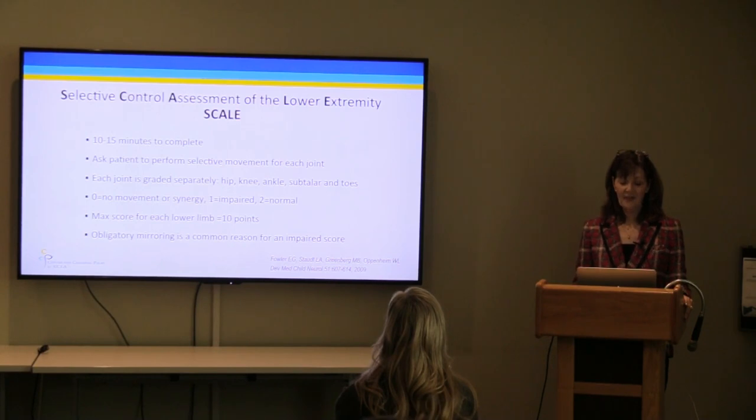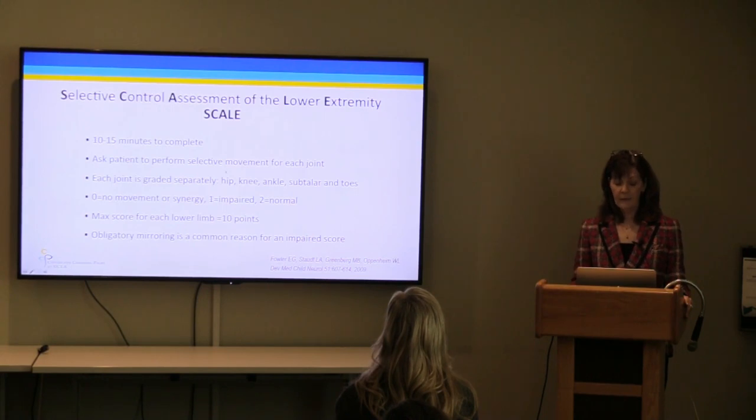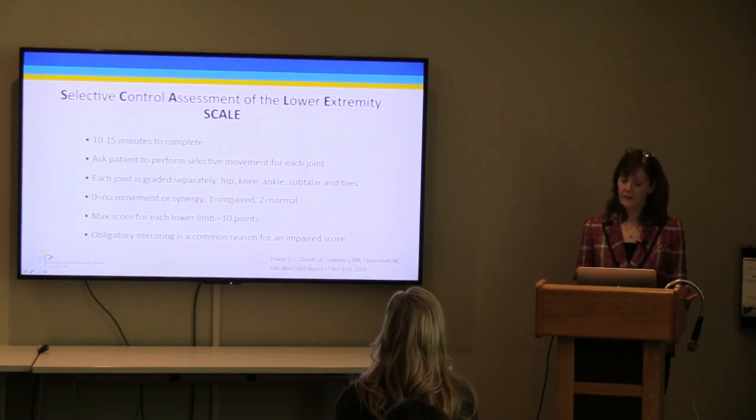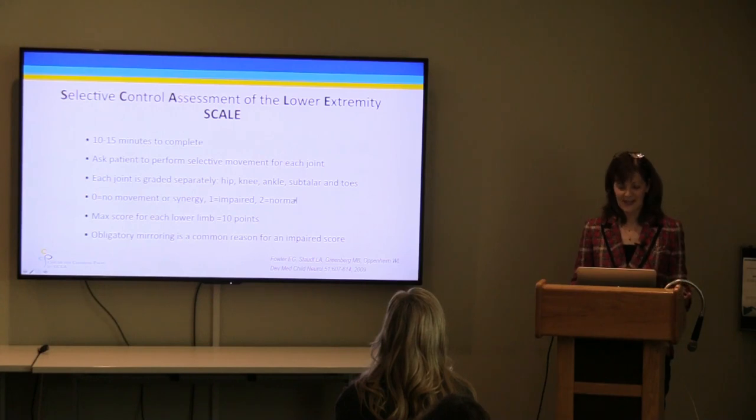There's a 0 score if there's no movement at all, or if the only way the child can move is to move in one of those obligatory synergy patterns. And 1 for impaired and 2 is normal. So it's fairly simple. And the maximum score for the lower limb is 10 points: 5 joints times 2, so you get 10 points. And obligatory mirroring is a common reason for an impaired score.